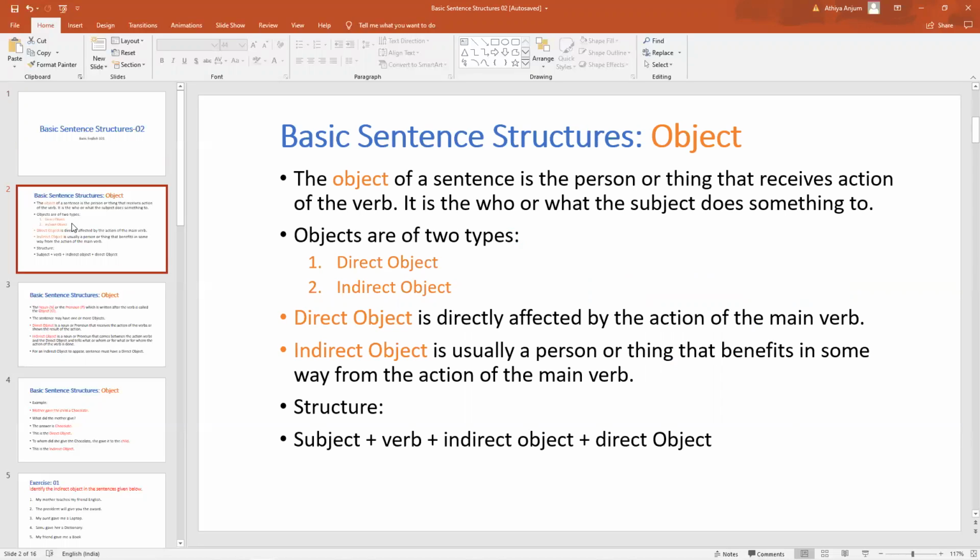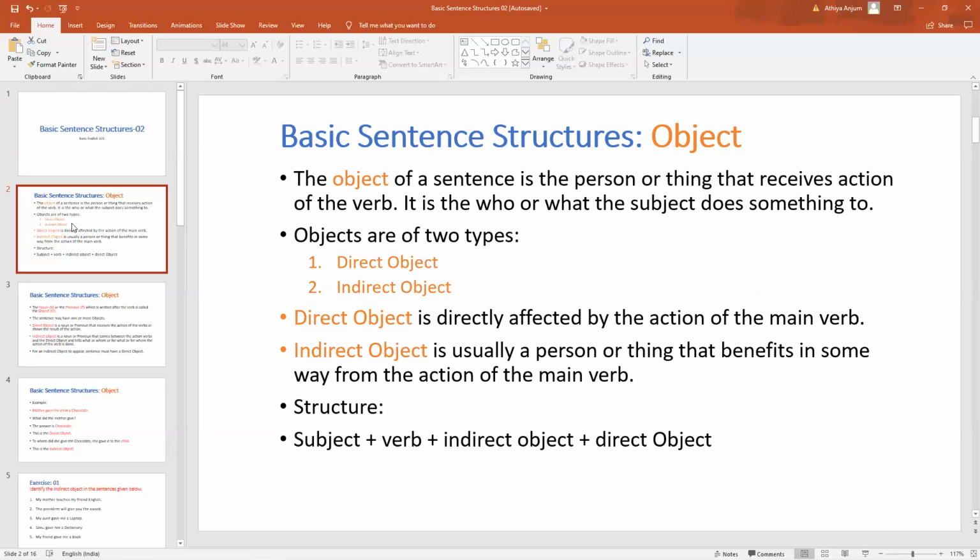So objects you have learned. It's either a thing or a person that receives the action of the verb. After the verb you have it. It is the who or what the subject does something to. Isn't it? You're saying the subject is the doer. So to whom it is doing, what it is doing, that deals with the object. So the two types of objects that you have, they are the direct object and the indirect object. So the direct object is directly affected by the action of the main verb. What did he do? Okay, so that will be the direct object.